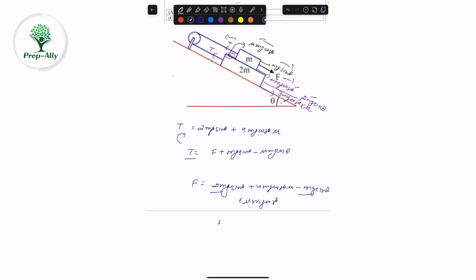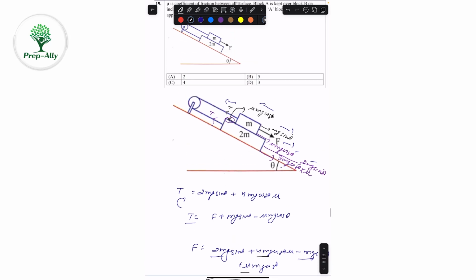so we'll write there mg sin theta plus 4 mu mg cos theta plus mu mg cos theta. We got 5 mu mg cos theta, that is equal to force. So this much force we require.